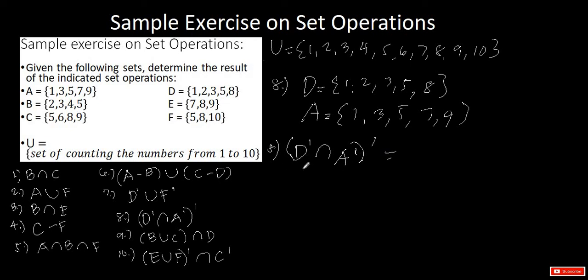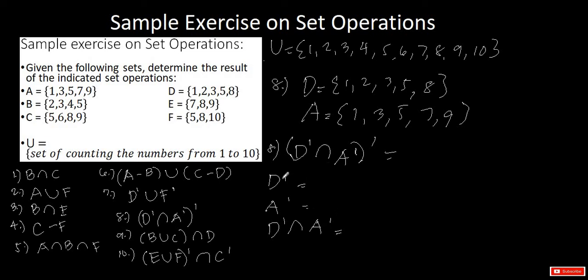Okay, so here, inside the grouping symbol, there are two operations, the complement and the intersection. So what operation will be performed first? Is it the complement or the intersection? According to the rule, we are going to perform first the complement. So therefore, we determine first the complement of set D. Next, we determine the complement of set A. And finally, we determine the intersection of the complement of set D and the complement of set A.